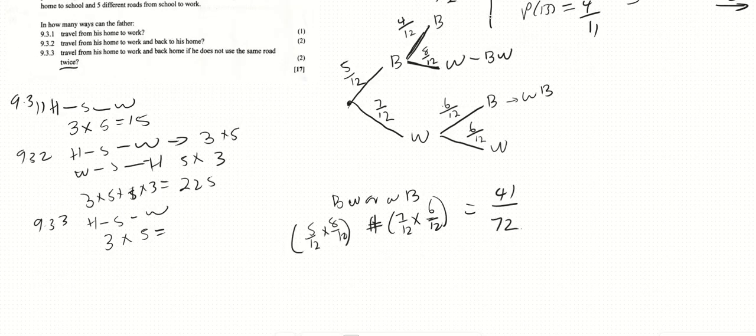This makes 15 choices, but now from work to school, out of the 5 roads that he had, he used 1 in the morning, so now he's left with 4. From school to home, he used 1 in the morning, so he's left with 2. This makes it altogether 3 by 5 by 4 by 2, which is 120 ways of traveling.